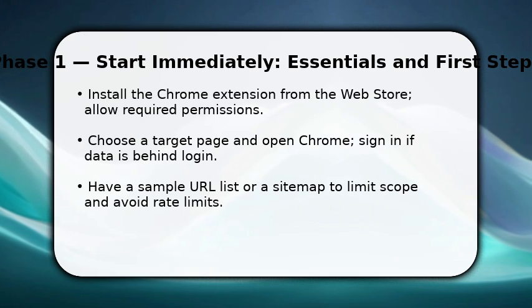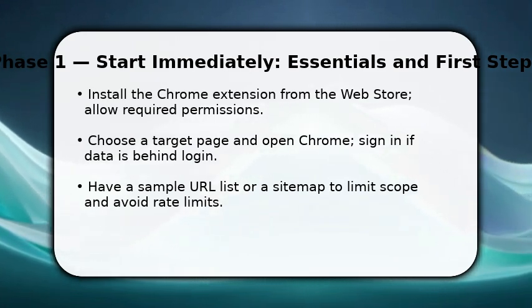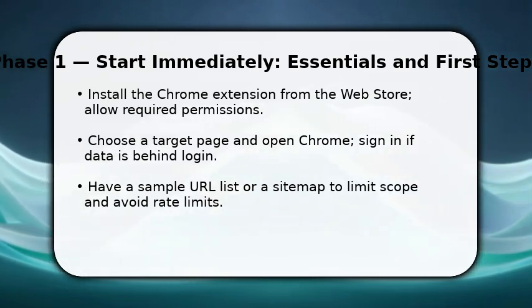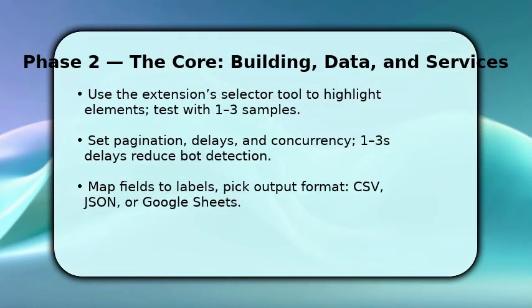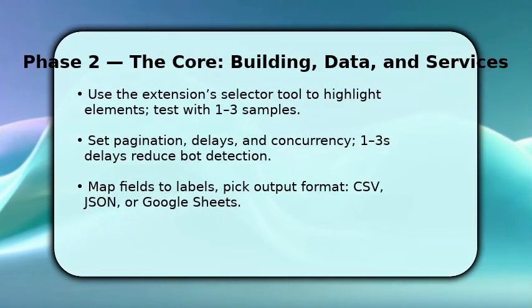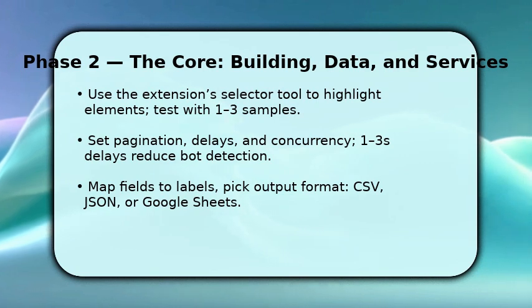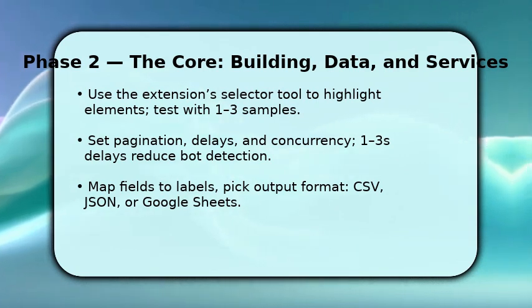Now open the extension panel and create a new project. Name it clearly so you can return to it later. Now you focus on capturing data. Use the selector tool to highlight elements and test extraction on 1 to 3 sample items, because visual changes break fragile selectors.